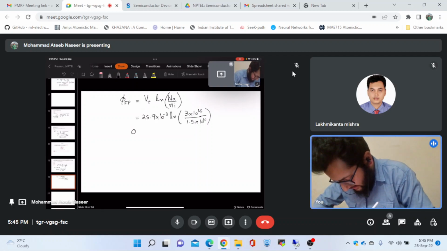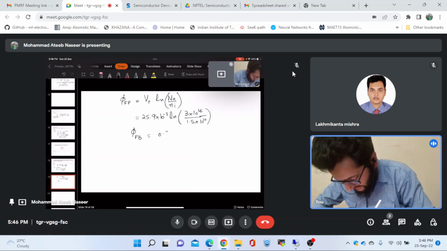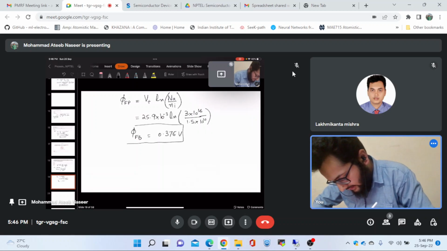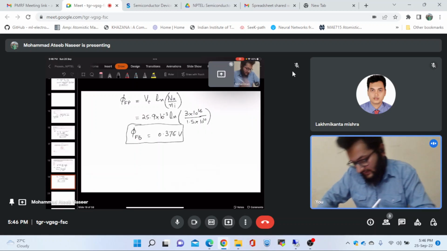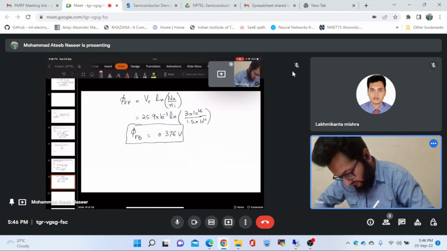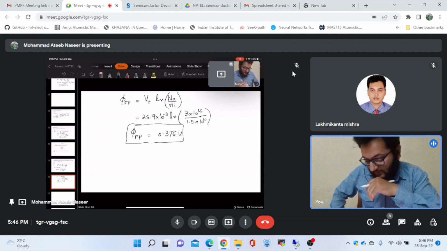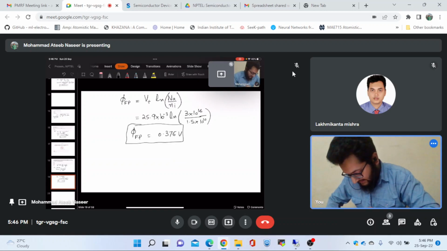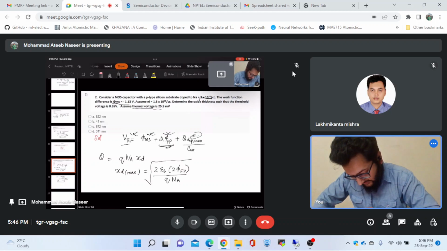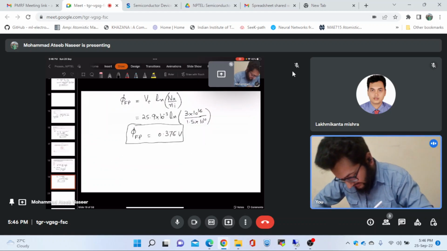So phi fp is equal to 0.376. Let's round this off to 0.376. So this is phi fp, not phi fb. So this phi fp has been found. Let me put it in the expression for this xd.